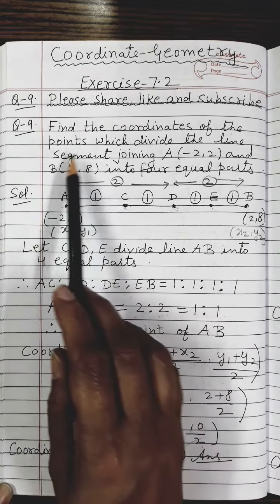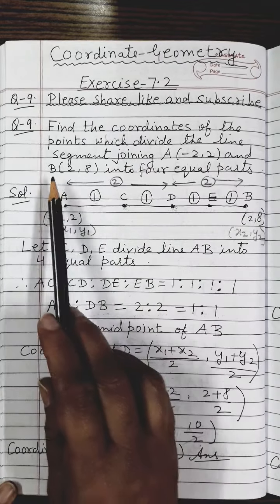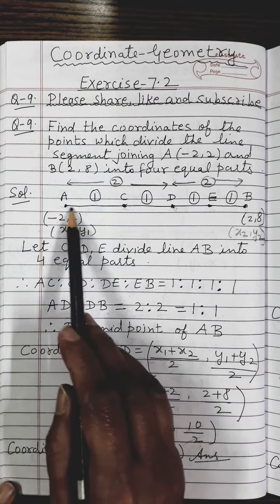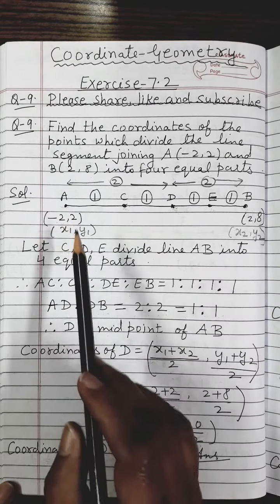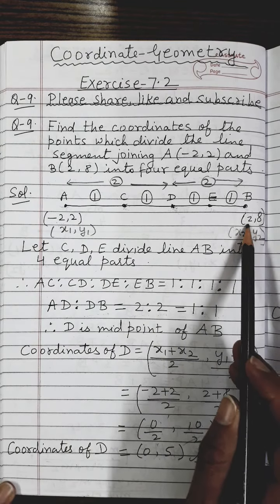Find the coordinates of the points which divide the line segment joining A(-2, 2) and B(2, 8) into 4 equal parts. So let us consider a line AB. Coordinates of point A are given as (-2, 2). Coordinates of point B are given as (2, 8).